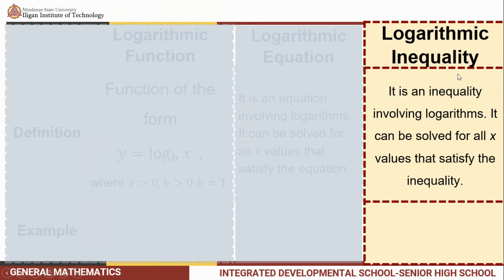A logarithmic inequality is just an inequality involving logarithms. It can be solved for all x values that satisfy the inequality. So for example, we have log with base 2 of x minus 5 greater than or equal to 4.